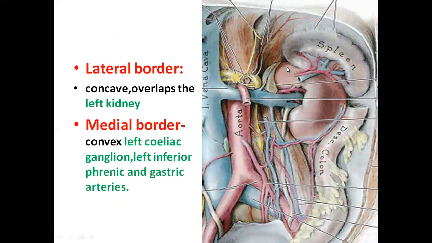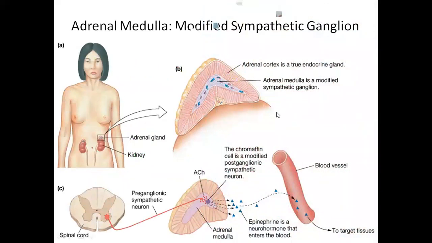Now coming to the lateral border, it is concave and overlaps the left kidney. The medial border is convex, and it is related to the left celiac ganglion, the left inferior phrenic and gastric arteries. Coming to the general structure of this suprarenal gland, it has a capsule covering it, and then the cut section shows outer cortex and inner medulla. The cortex has further 3 subdivisions.